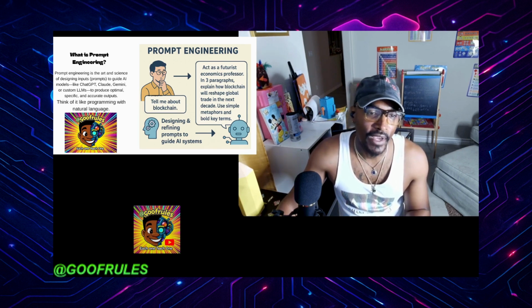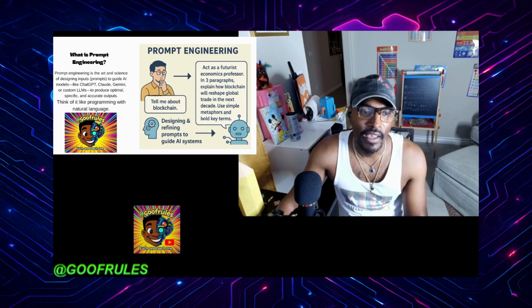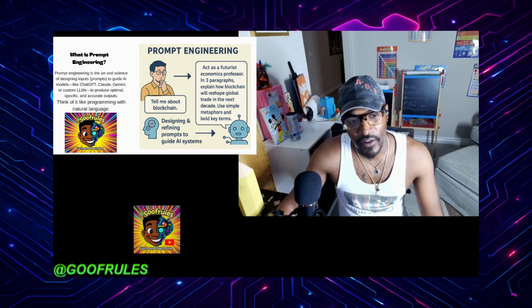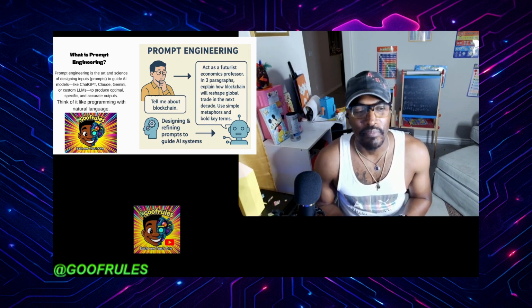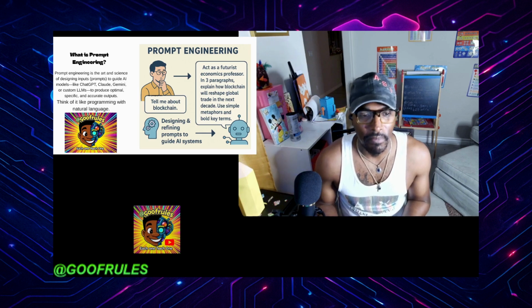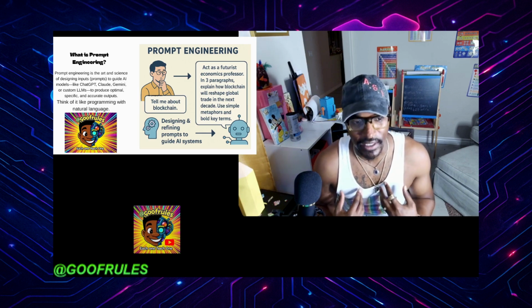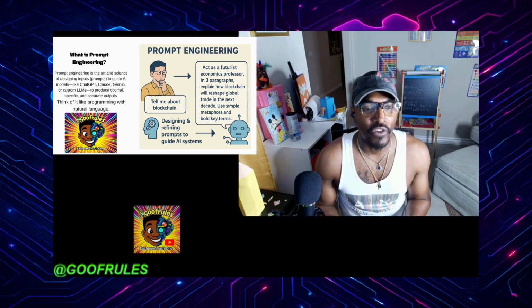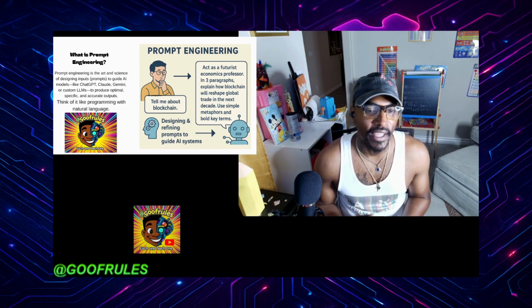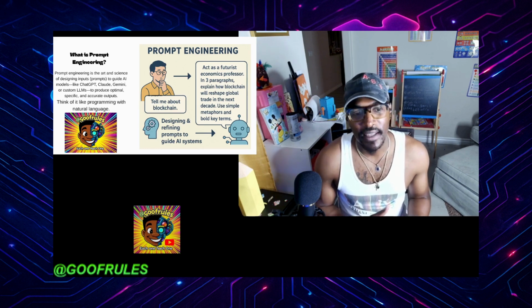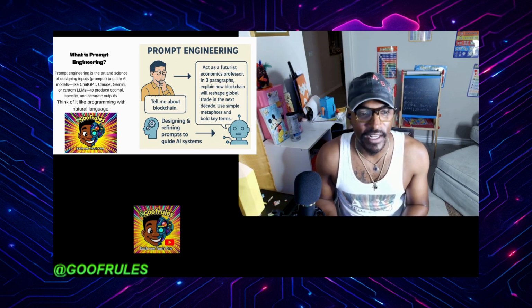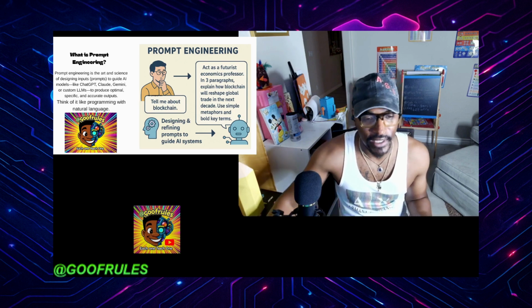Right. So here's an example that I have up on the screen of a basic prompt versus an engineered prompt. The basic prompt that most people would normally put in would be just tell me about blockchain. I'm using blockchain for example because that's stuff that I study. But an engineered prompt would be act as a futuristic economics professor in 3 paragraphs, explain how blockchain will reshape global trade in the next decade. Use simple metaphors and bold key terms. So that's something that I would put in there instead of the basic tell me about blockchain.